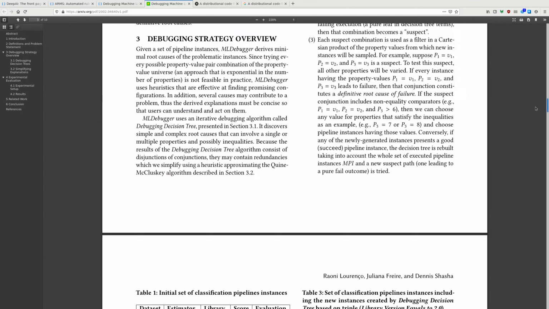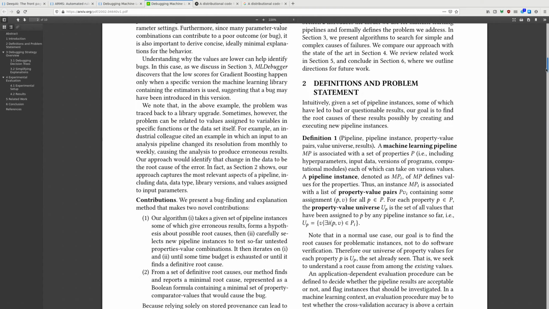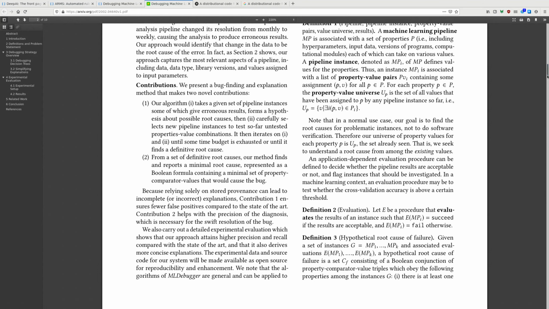So we'll go back to the contributions. Maybe I will start reading the contributions rather than the conclusions. They present a bug-finding explanation method that makes two novel contributions. Our algorithm takes a given set of pipeline instances, some of which give erroneous results, forms hypotheses about the possible root causes, and then carefully selects new pipeline instances to test so-far untested property value combinations. It then iterates on 1 and 2 until the budget is exhausted or until it finds a definite root cause.